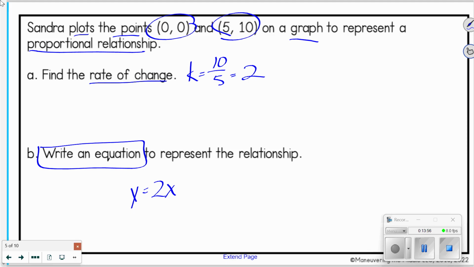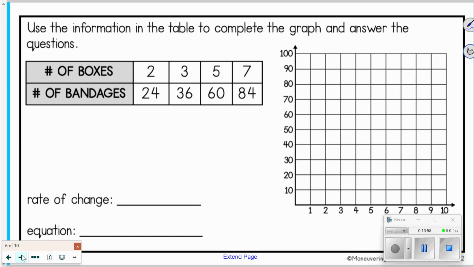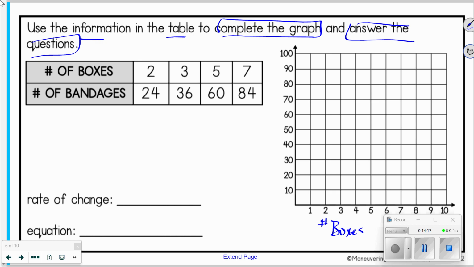Okay. Let's look at this one. Hope we finish this one. Use the information in the table to complete the graph and answer the questions. So we got 2 parts. We need to do the graph and then answer it. So again, they haven't given us labels. What's on the bottom? The number of boxes. And what's on our side? Number of bandages.